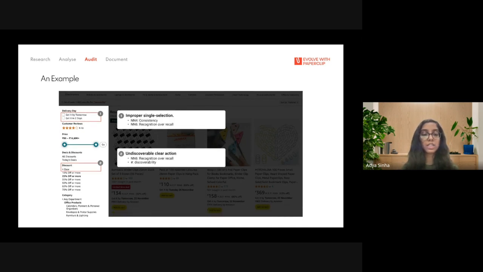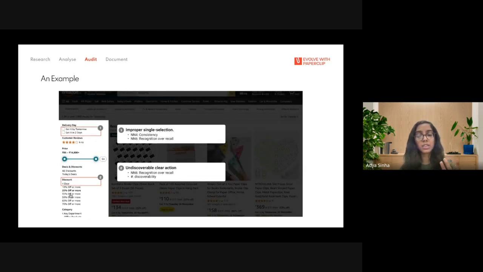And as we have seen, there is too much to look at in the filter list as well. Even when they are looking at the applied filter, users need to keep in memory which of the filters they have applied. So that also adds recognition over recall.